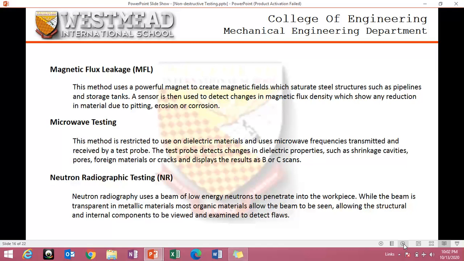Neutron radiographic testing or NR. Neutron radiography uses a beam of low-energy neutrons to penetrate into a workpiece. While the beam is transparent in metallic materials, most organic materials block the beam, allowing the structural internal components to be viewed and examined to detect flaws.